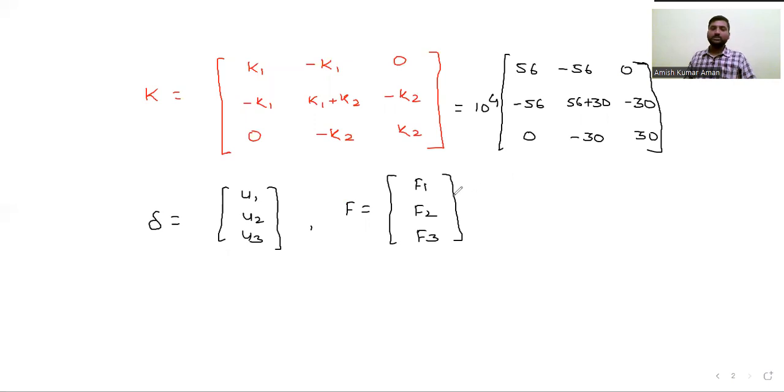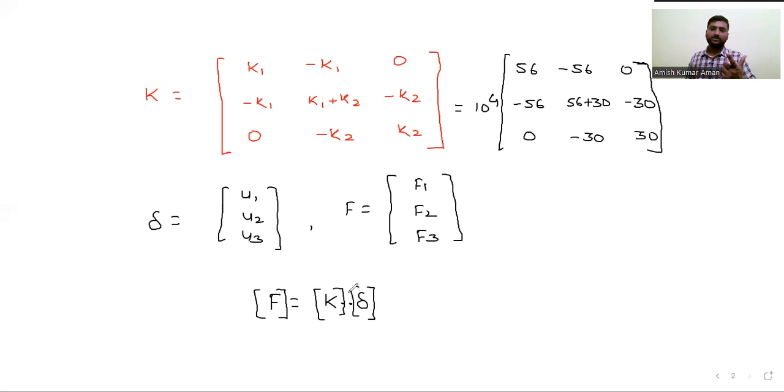Matrices. Now we need to find the unknowns. How will you find the unknowns? Because we know F is equal to K into delta. So if you write it in matrix form, the F matrix will be the K matrix into the delta matrix. We just have to arrange all these matrices in this form, F is equal to K into delta.